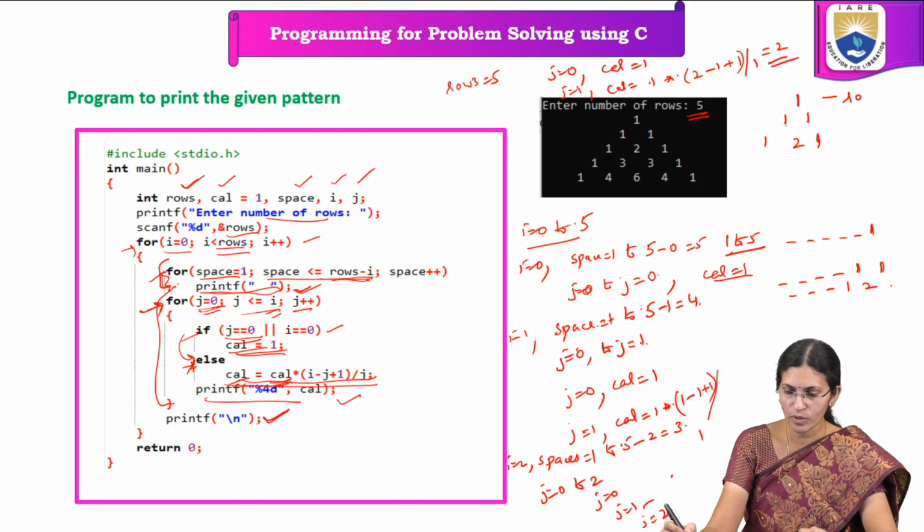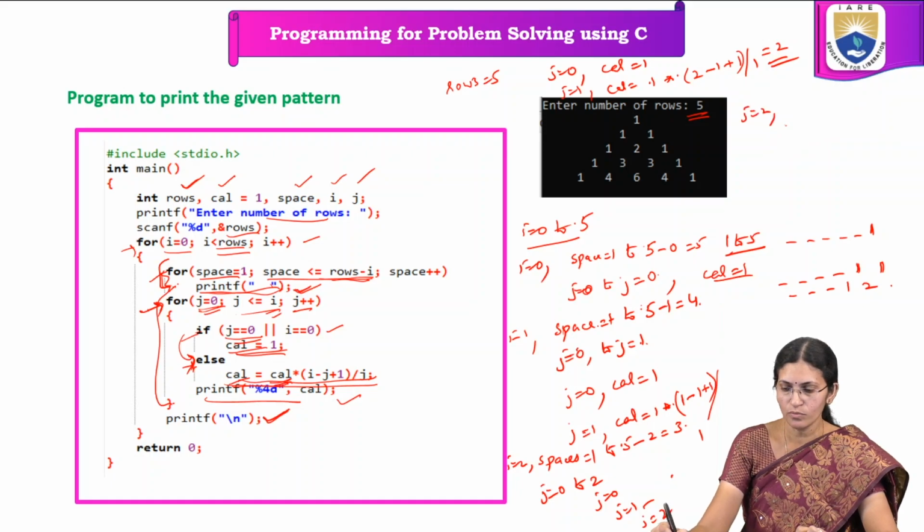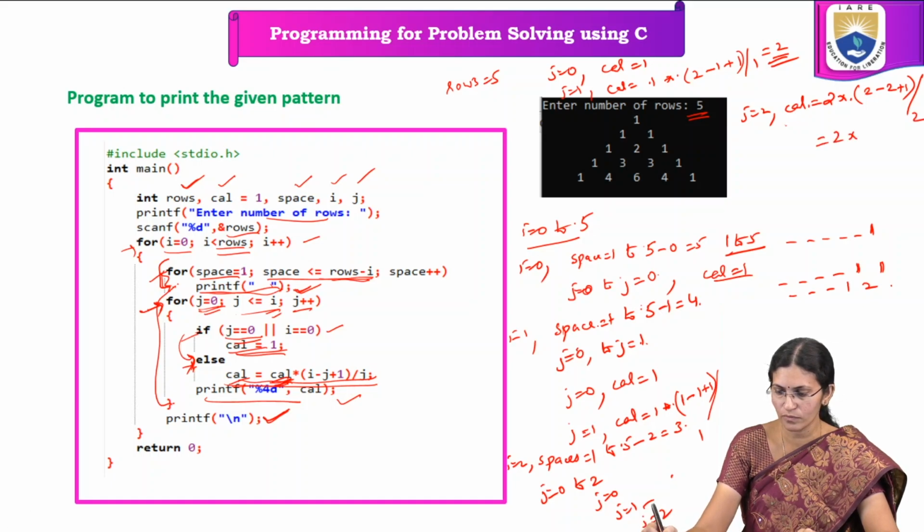Now when j is equal to 2, the previous value of CAL will be applied here. So CAL is equal to 2 into I minus j. So I is equal to 2. 2 minus 2 plus 1 divided by j. So this is equal to 2 into, which is equal to 1.